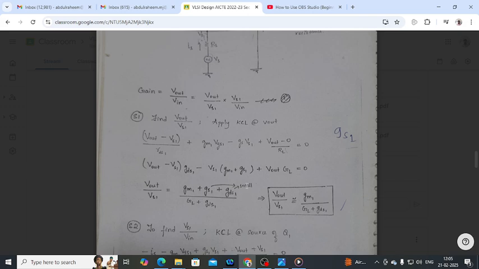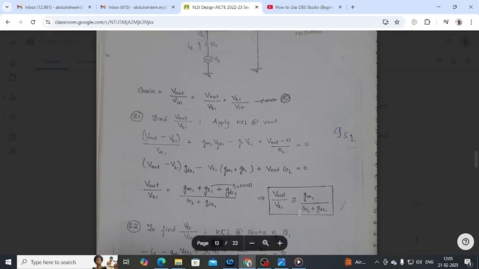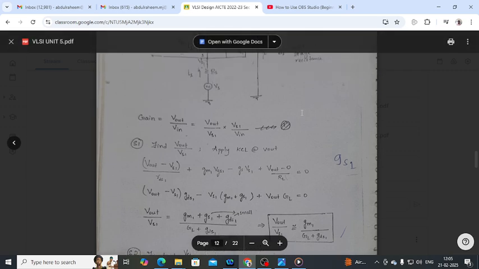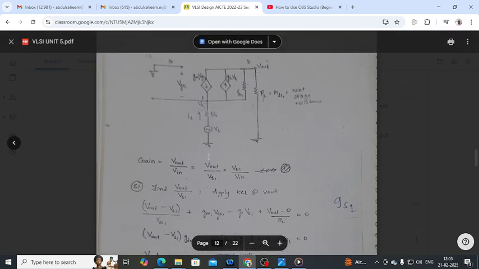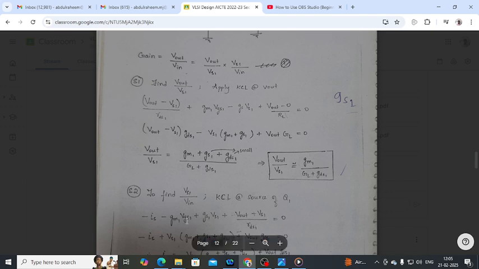So finally I can write V out by Vs1 similar to gm by GL plus gds, when I apply the KVL across this V out. Same thing, I have one more equation, V out by Vs1. And now I have one more equation, that is Vs1 by V in.